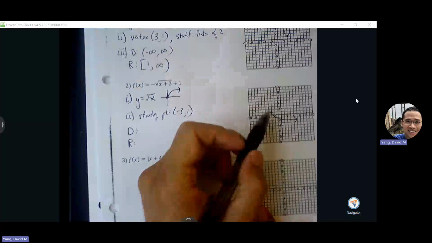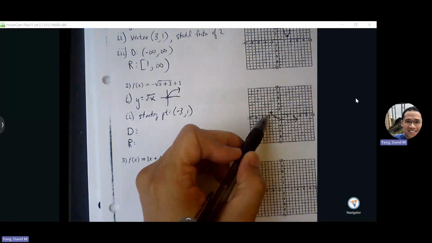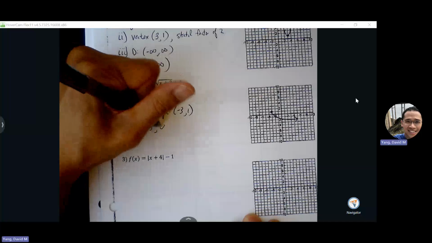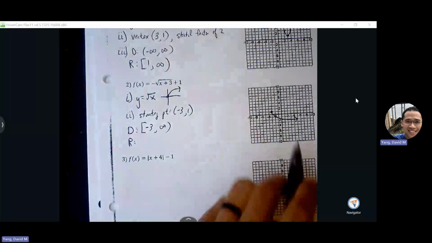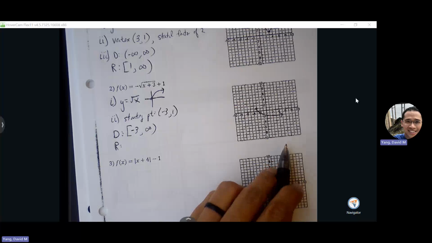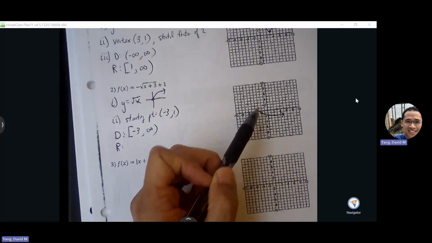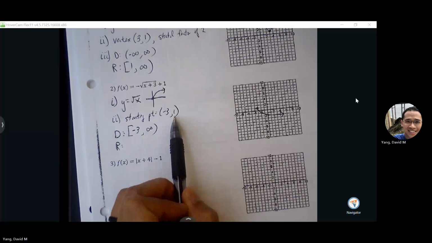Okay, domain and range. Domain, we start as far left as negative 3. We're moving to the right, and then range, the lowest y value. This arrow is going to eventually make its way down to negative infinity, so it's going to go as low as negative infinity, but it's going to go as high as the starting point, which has a y value of 1.